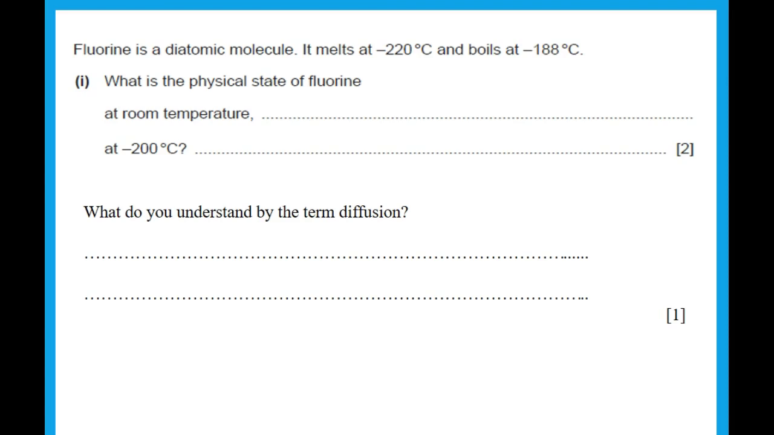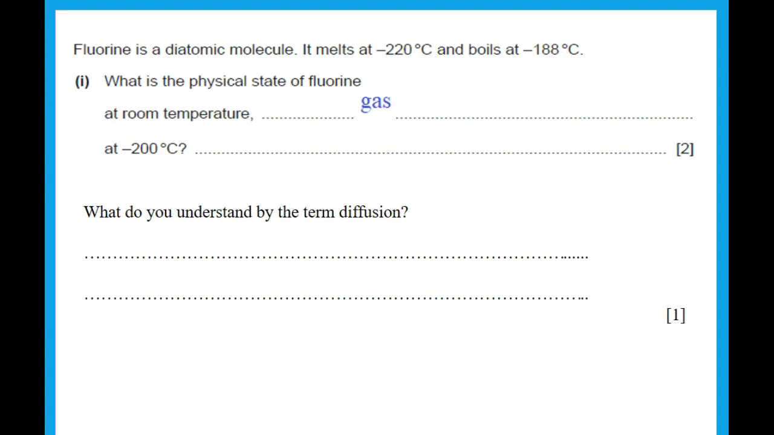What is the physical state of fluorine at room temperature if its melting point is minus 220 and its boiling point is minus 188? Do you understand the temperatures when they're minuses? When they're minuses, as the minus number gets bigger, that means it's lower. So anyway, the melting point and the boiling point are both below room temperature. So at room temperature, this is obviously a gas. It has already melted and it has already boiled.